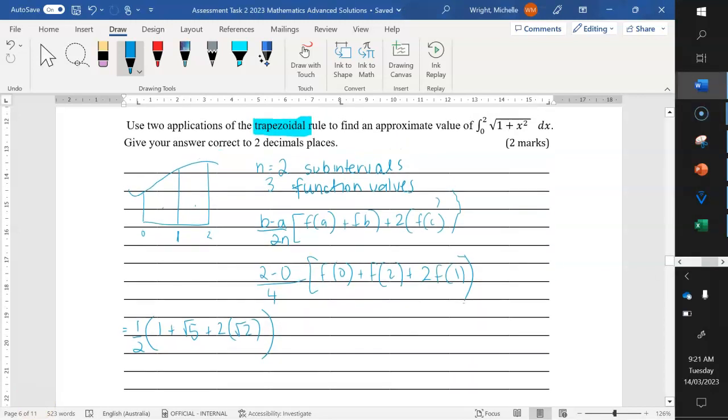Okay, this question does not want us to put this into exact value. It wants it in terms of 2 decimal places. Okay, so all you need to do is pop this now into your calculator, and what you're going to end up with is the value 3.03. And that is our approximation using trapezoidal to this function here.